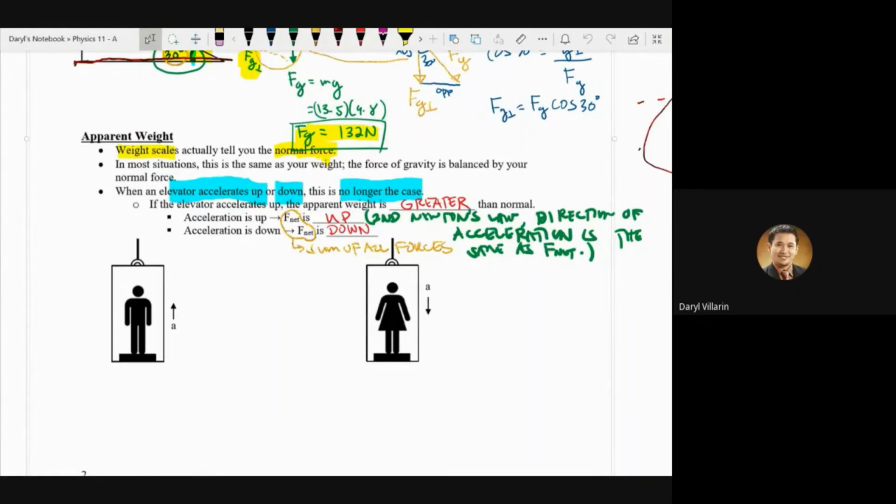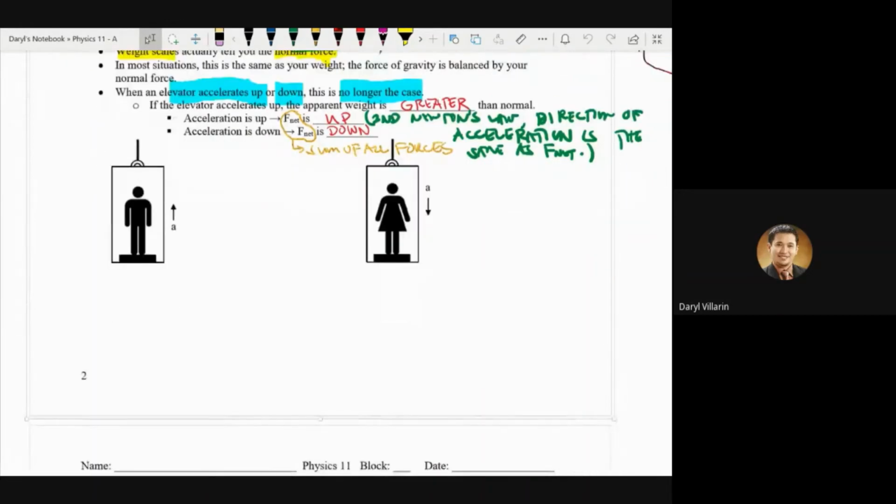Okay. Based on this here, if you're accelerating up, the net force should be up. If you're going to examine the forces, don't think of the whole thing. We're just focusing on the person, because the bottom scale is acting on the person. So you focus yourself on the person. So this is the person.